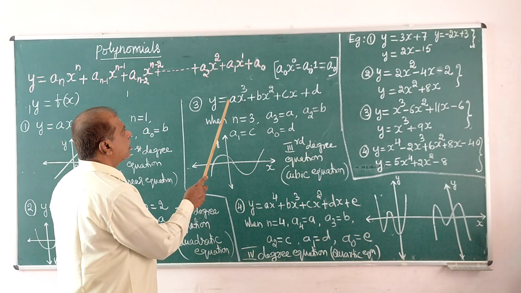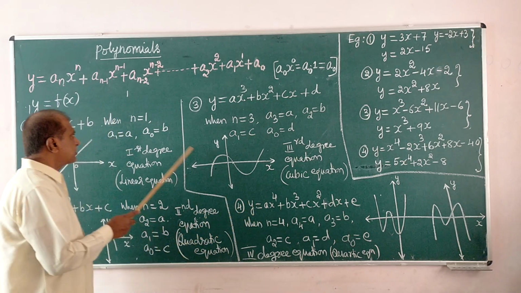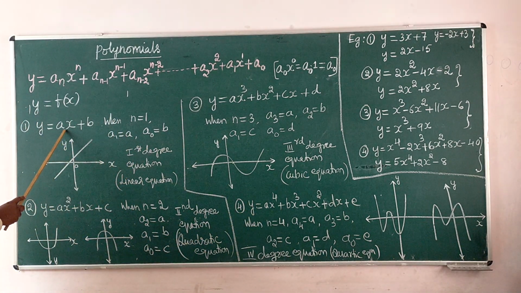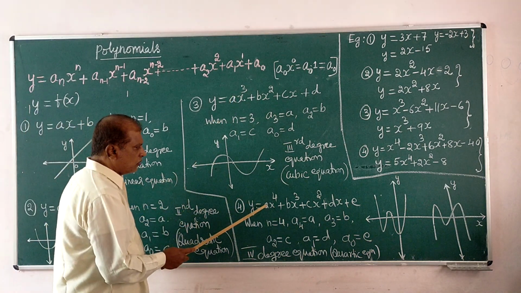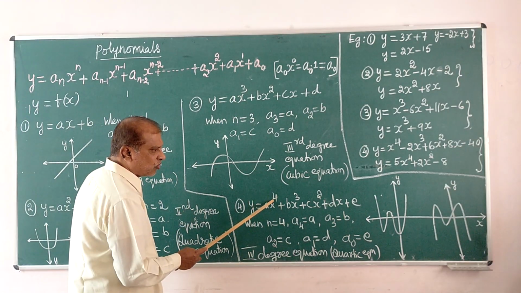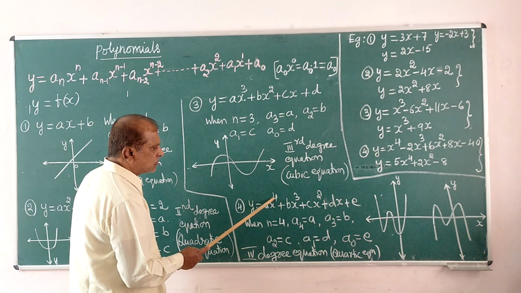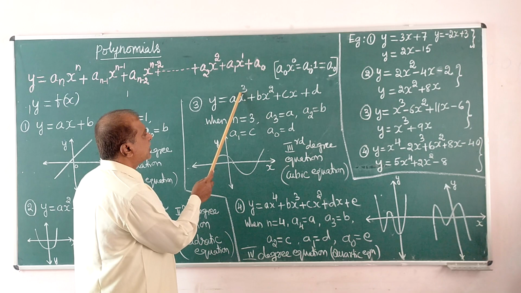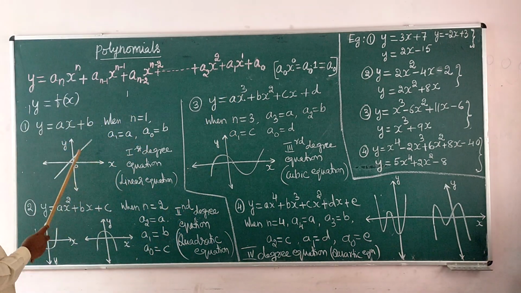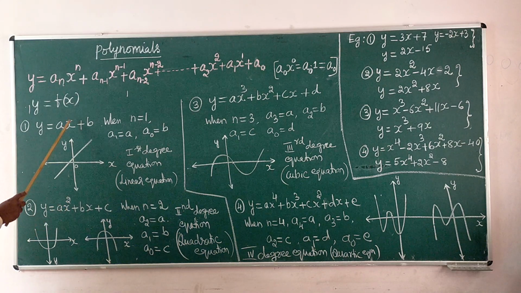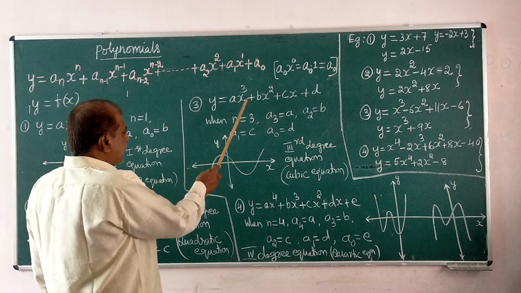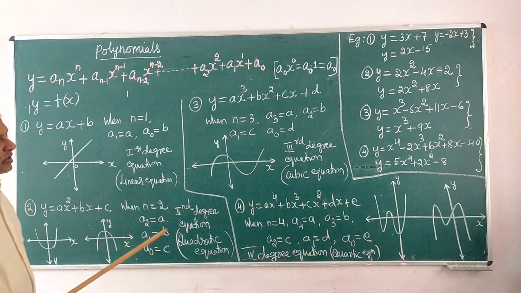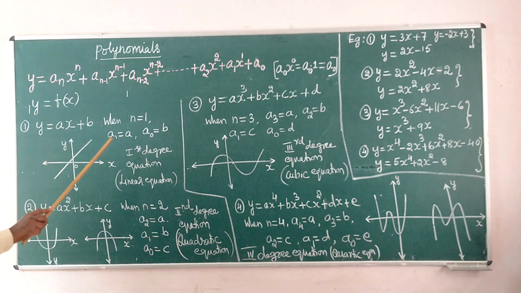So these are the equations we call polynomial equations of different types. This is a polynomial equation of degree 1, polynomial equation of degree 2, of degree 3, of degree 4. The highest exponent is the degree of the polynomial. If you write x, x to the power of 1 is understood. Degree is 1. These are algebraic equations of different degrees.